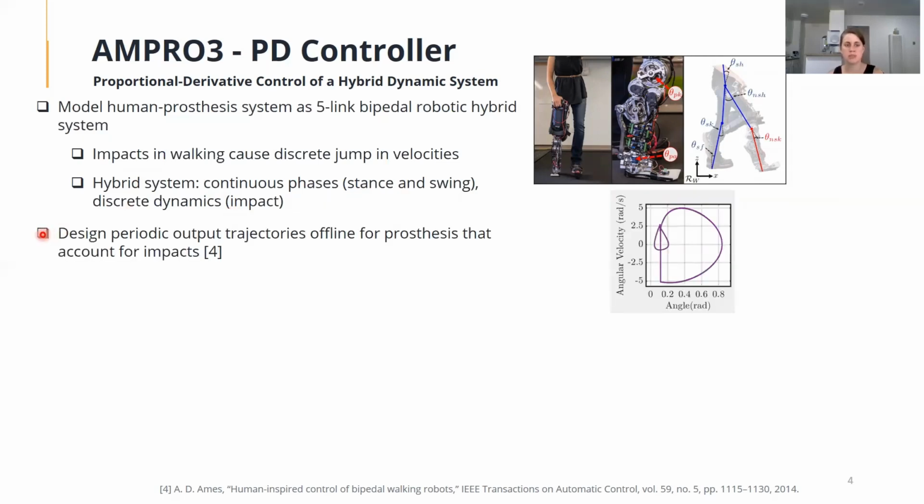With this model, we design periodic output trajectories offline for the prosthesis that account for these impacts. You can see an example here of a periodic orbit, and this straight portion is for the discrete jump. The curved portion models the continuous phases.